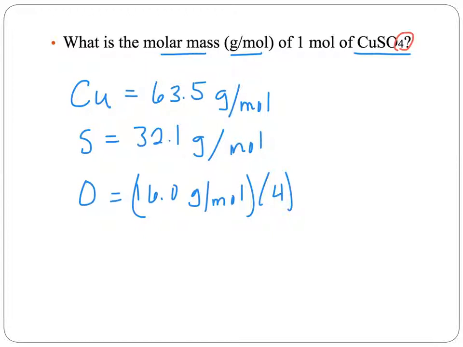So if you go ahead and do all of this multiplication, multiply 4 times 16 to get 64 and add it with everything else, you will find that 1 mole of copper sulfate would mass at 159.6 grams, or grams per mole. So if you want to measure out 1 mole of copper sulfate, you've got to measure out 159.6 grams.